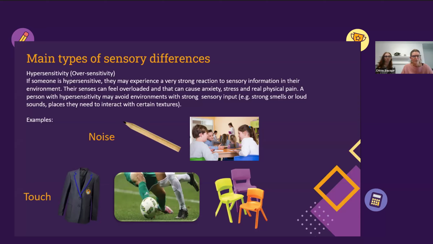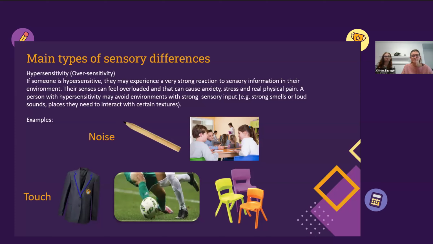So one of the main ways in which the sensory systems can be affected is through hypersensitivity. What that is is an oversensitivity. So it's where somebody may experience a really strong reaction to this sensory system. So they may feel overloaded. Something that might not feel too overwhelming to us in terms of our senses can be really, really overwhelming to them, and can cause anxiety, it can cause stress, and it can even cause actual pain for somebody if it's that overbearing and overwhelming.